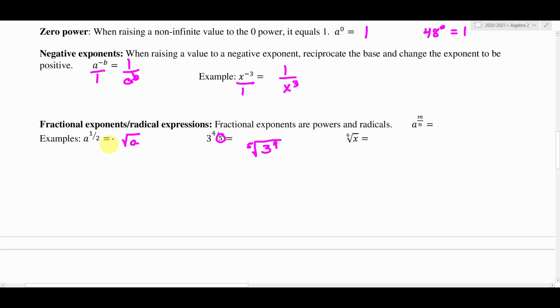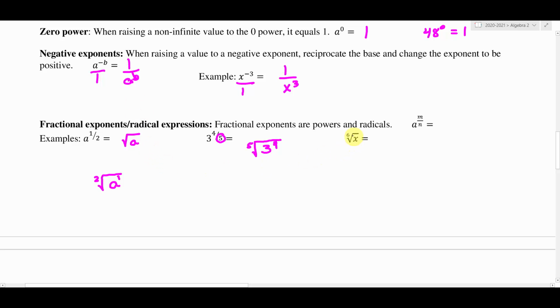I know that seems weird, but let's take another look at this one, right? So if I did the same thing on this one, right? There's my radical, there's my variable. This would be a second root, which we always call a square root, and the a would be raised to the first power, right? So if you think about it, a to the first is just a, and a second root is just a simple square root.